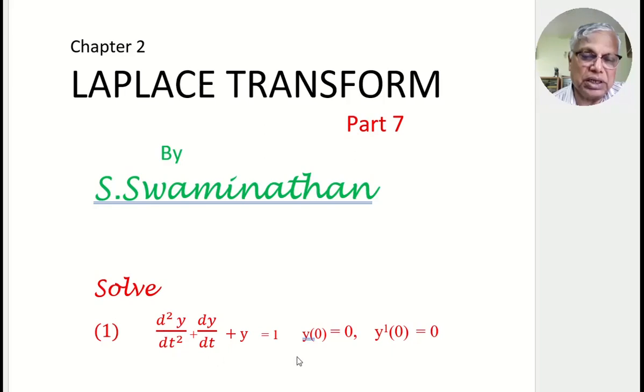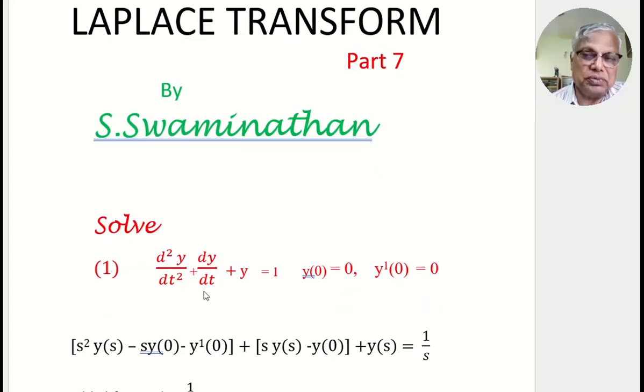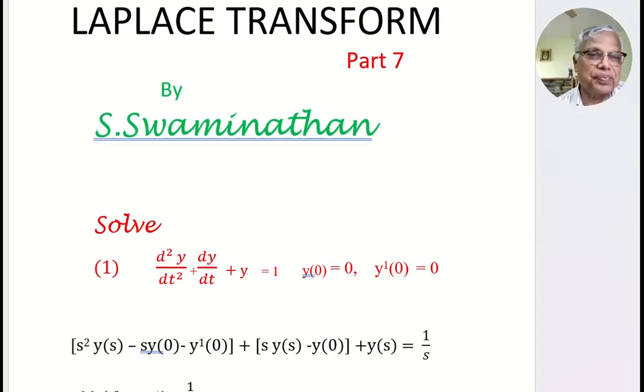Second order linear differential equation, d square y by dt square plus dy by dt plus y equal to 1. All the initial conditions are 0. So as usual, take Laplace transform on both sides. So if you take Laplace transform on both sides, we get this.